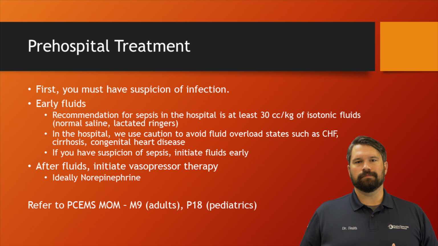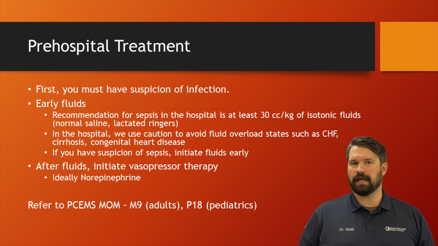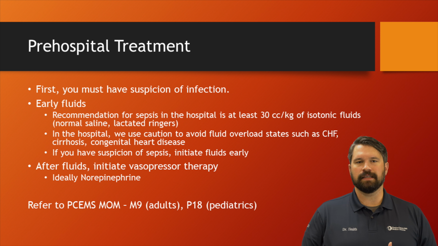In the hospital, if somebody is in septic shock, we recommend 30 cc's per kilogram of isotonic fluids like normal saline or lactated Ringer's. But this is more for septic shock. So again, begin fluids early. If your patient is hypotensive, always follow M9. We want to give plenty of fluids. Consult online med control as needed, because we definitely want to be here for you and help to guide you in this. But fluids are key very early in an infection.